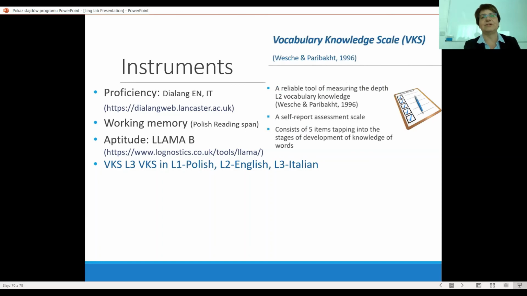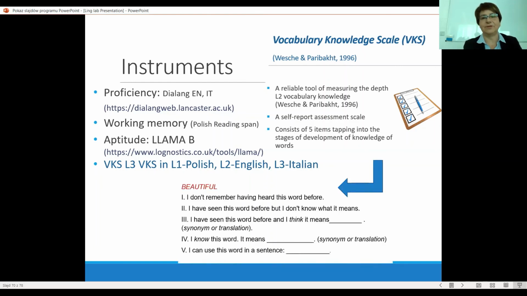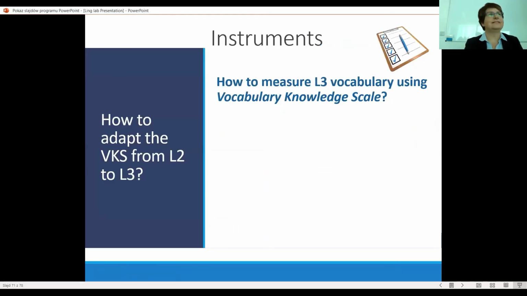So the VKS generally is a scale. It's quite a reliable tool. There's a lot of research and a lot of discussion about the VKS, but generally it consists of some items tapping into the stages of vocabulary knowledge. So for instance, the learner has to see the word beautiful and decide how well they know this word. So: I don't remember, I've seen this word, I think it means, I know this word it means, and I can produce a sentence. Now, the problem is that this VKS will only be working with the second language.